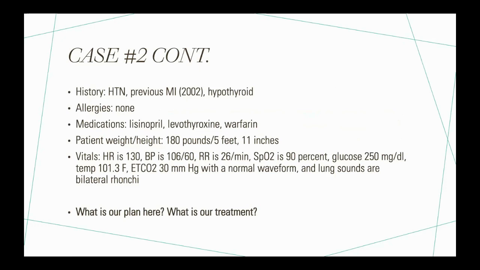All right, so let's look at this history here. Hypertension, MI, hypothyroid. Medications: he's on some blood pressure meds, something for his thyroid. He's on a blood thinner too. Vital signs, yeah, a little bit abnormal there. So give it a hot sec. What's your plan here and what's your treatment? What are you thinking?